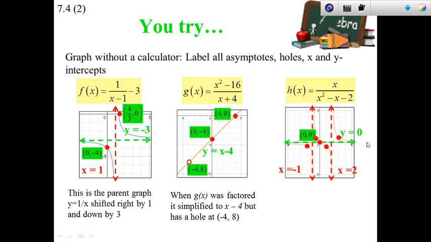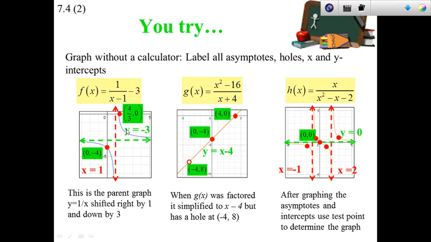This is the parent graph shifted to the right 1 and down 3, so I move the asymptotes to the right 1 and down 3. Kind of an easy to remember graph.